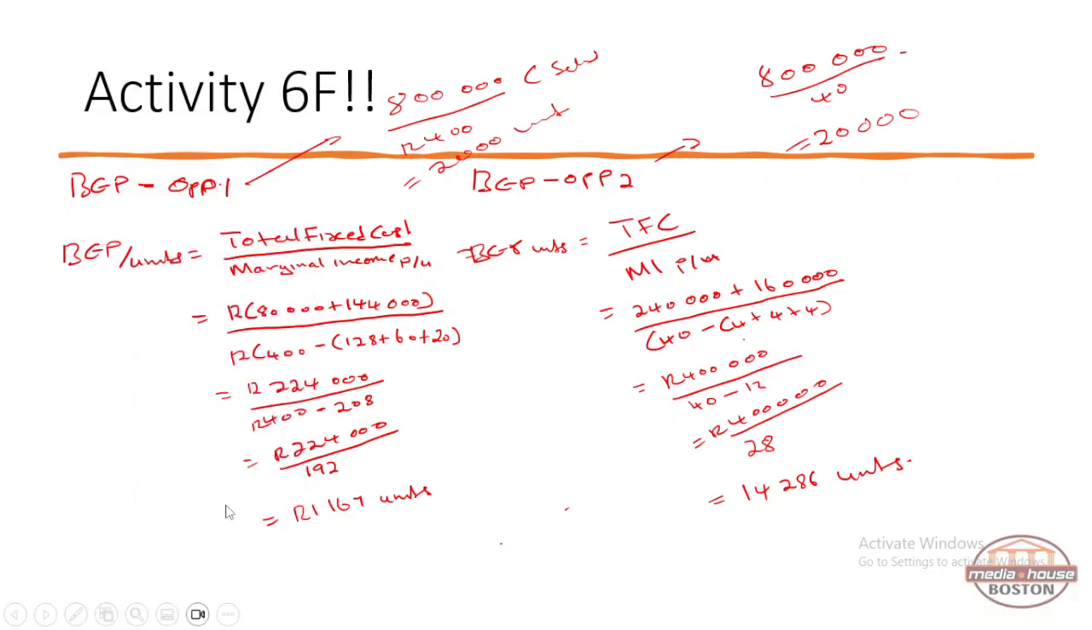So coming back to our lesson, the second part says calculate the break-even point in sales revenue. So break-even point in sales revenue is going to be equal to 1,167 units. These are our break-even points in units multiplied by our selling price of 400. And then you're going to get your total revenue.